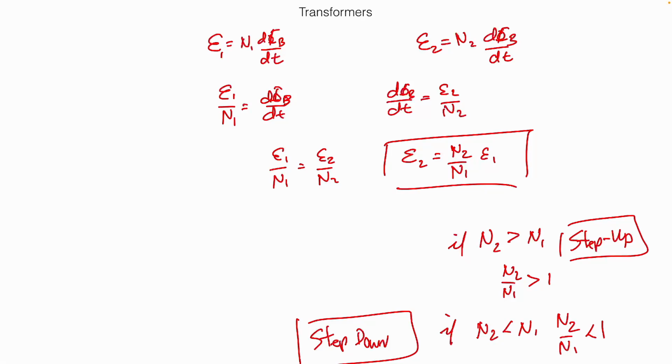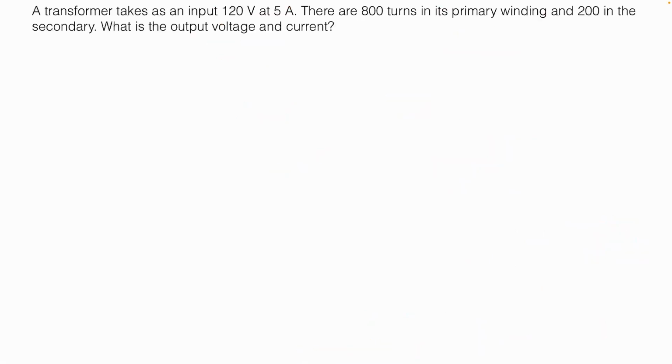All right, so transformers allow us to step up and step down, okay? So this is not hard. In fact, this is easier than AC circuits, okay? So the input is 120. So what does that mean the voltage in the primary is? It's 120 volts, right? Okay. Now the current in the primary is 5 amps, right?